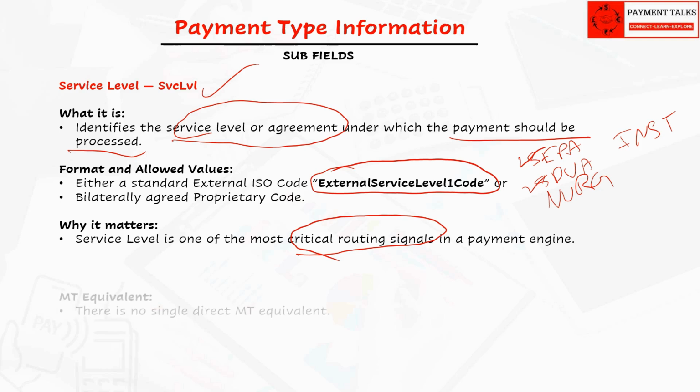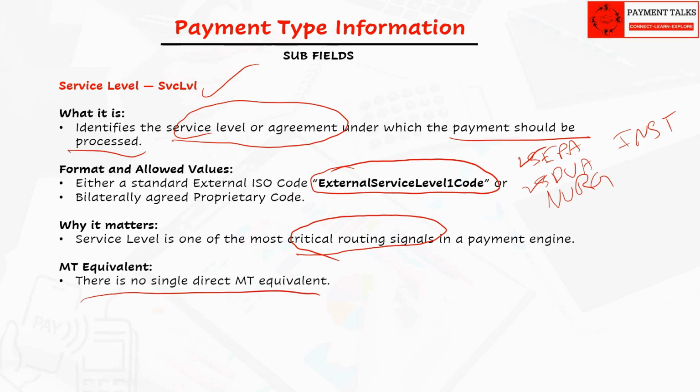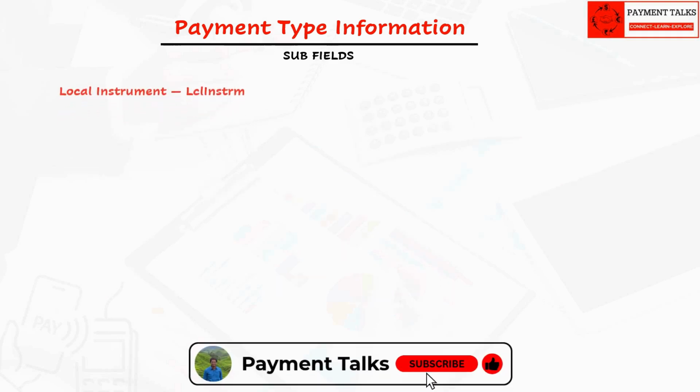MT equivalent. There is no single direct MT equivalent. It partially maps to field 23E in MT103. For example, SDVA, same day value, was carried as a field 23E instruction code in MT103. The next subfield is local instrument.